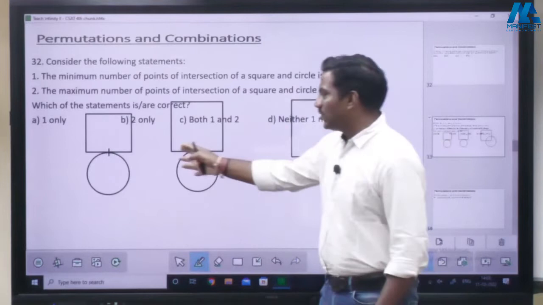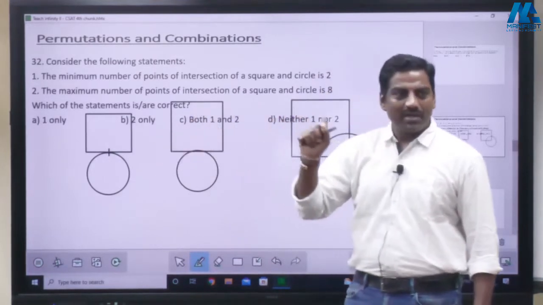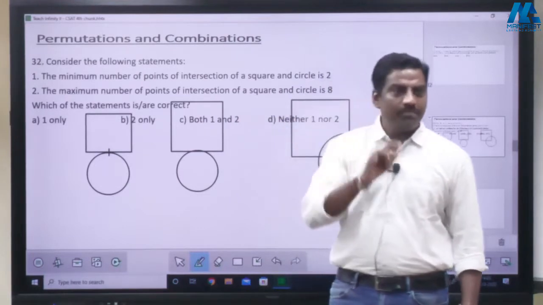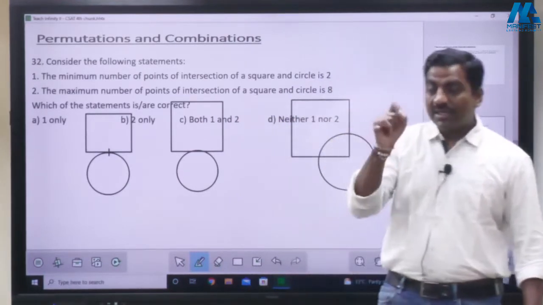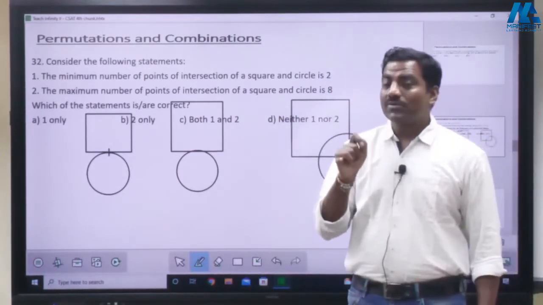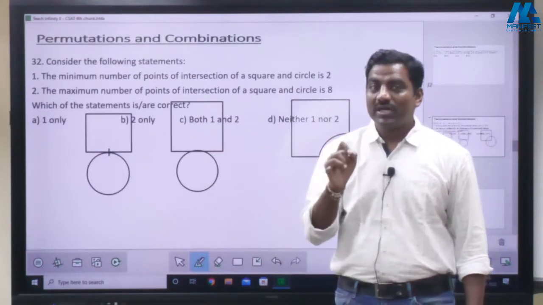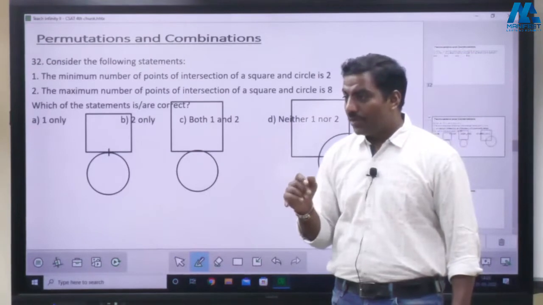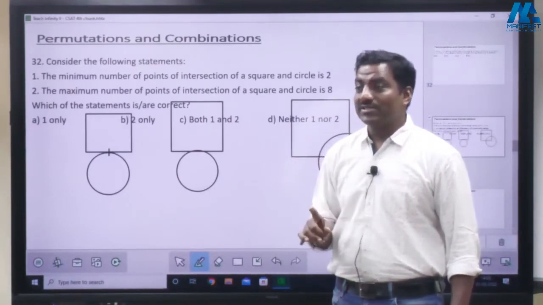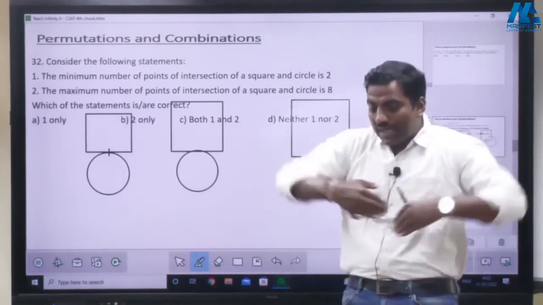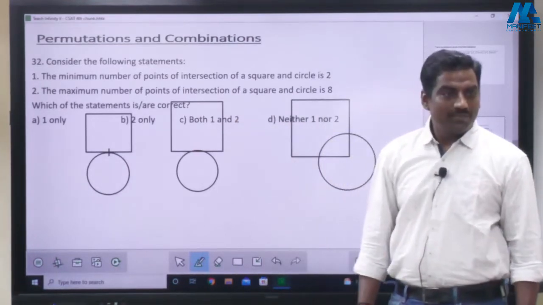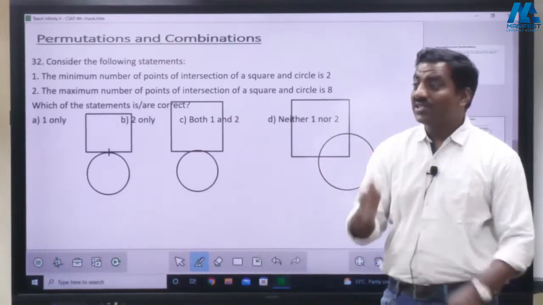But practically we can't show. It will have more than 1 point. Practically we cannot show. If we have a very thin circle and a thin square, then we can say, yes, but it is not called as what? Intersection. It is not called as intersection. It is just a tangent. Getting my point? You cannot call it as intersection. Intersection means one has to get inside the other and come out. Touching is different and intersection is different.